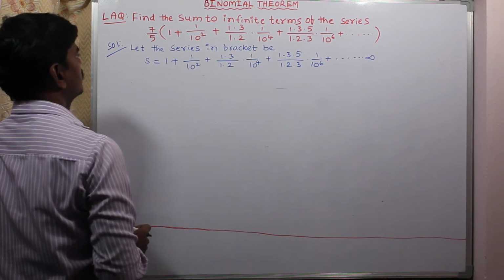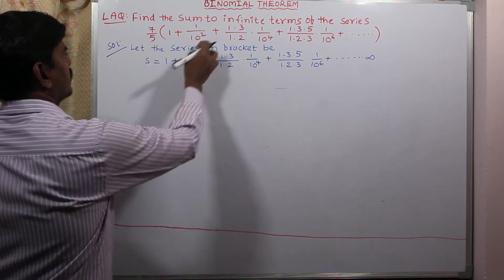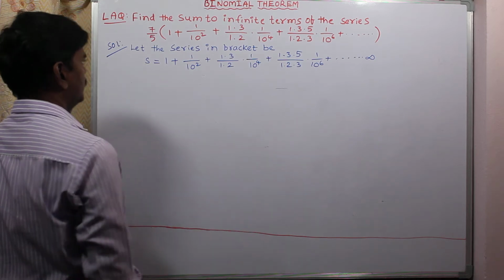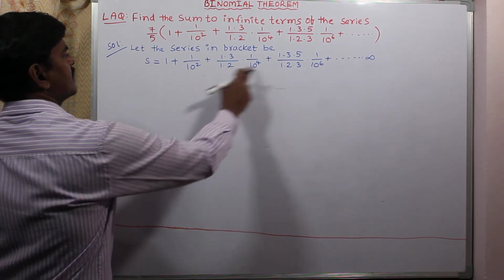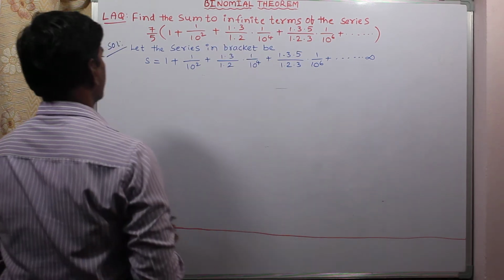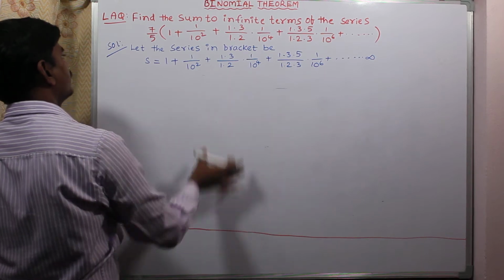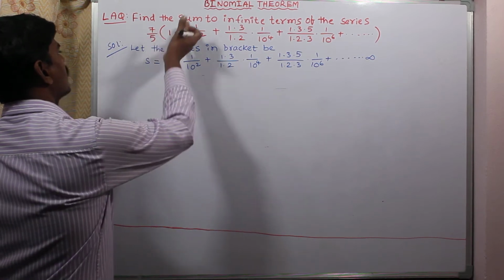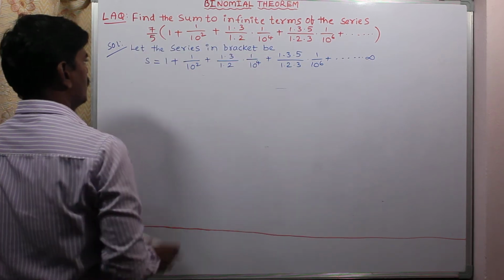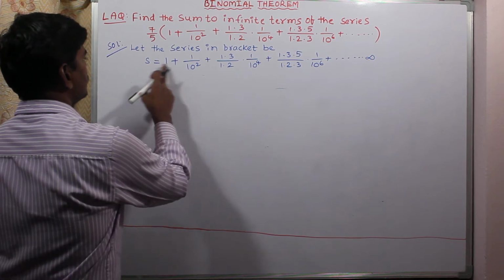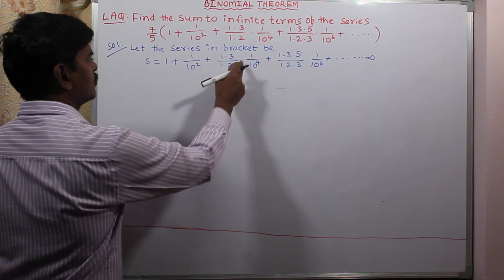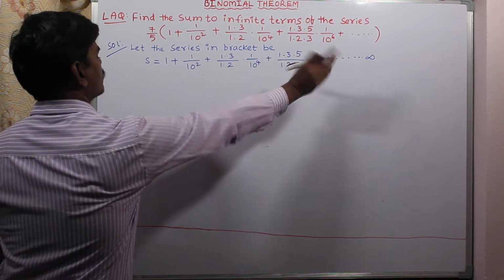For the bracket expression, give a name to the series, say S. Let the series in the bracket be S is equals to, as it is, I wrote the series in the bracket. After simplification of the series in the bracket, at last we can find the whole given series. If I observe the series in the bracket, S is equals to 1 plus 1 by 10 square plus 1 into 3 by 1 into 2 into 1 by 10 power 4 plus and so on.